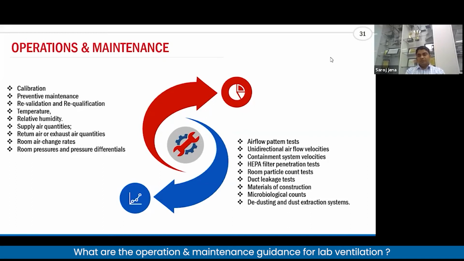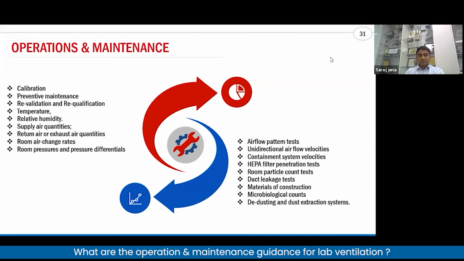Then containment system velocity. Whatever system you are using, you have to check that the velocity should be 75 to 120 feet per minute. That has to be checked. This is something that is intact. Then the HEPA filter penetration test. This is the HEPA filter integrity test.